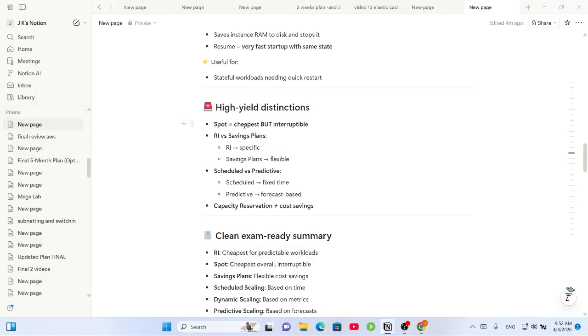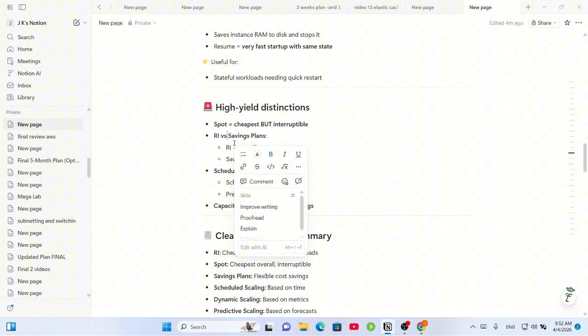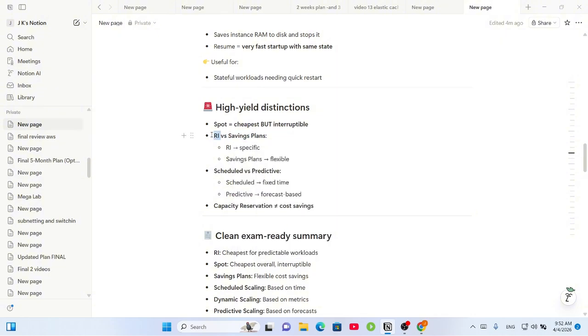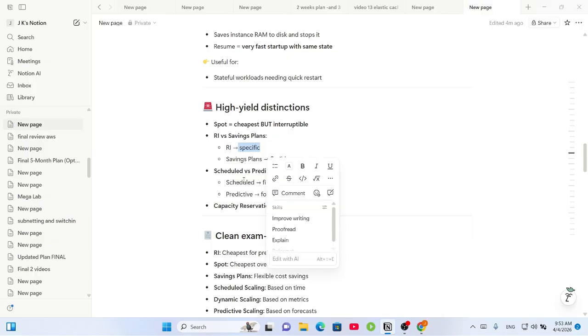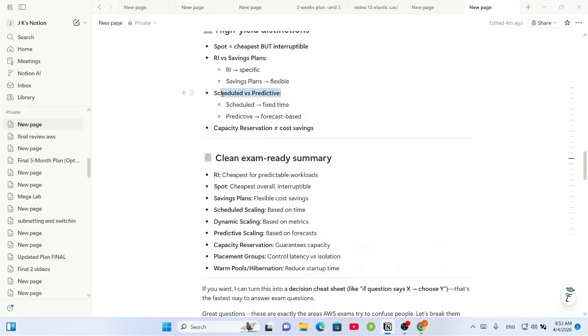When we say spot, it means cheapest but interruptible, right? Because AWS can just terminate your spot instances anytime they like. Reserved instance versus savings plan: flexibility. We said savings plan is flexible, and the reserved instance is specific. You can only have one type of instance, one type of region, specifically, right? Scheduled versus predictive: scheduled is fixed time, predictive forecasts the future. Capacity reservation is not equal to reserved instance.